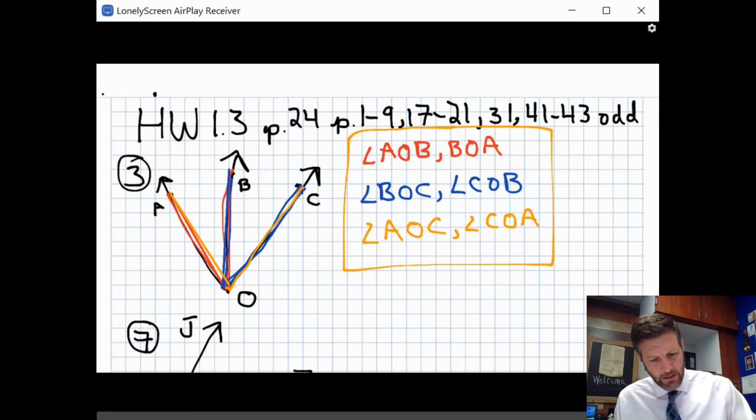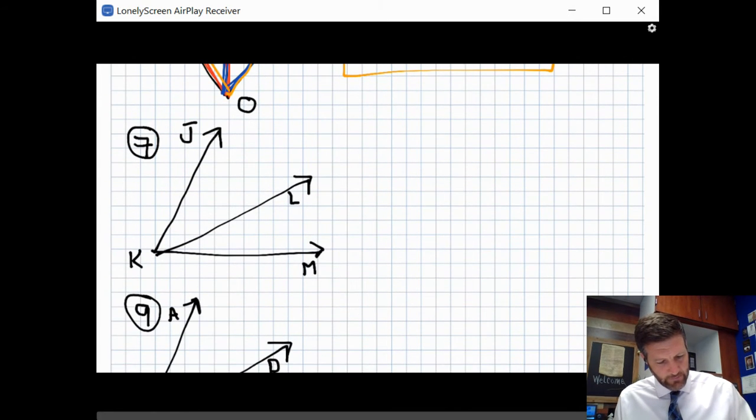Okay, I'm going to jump to number 7. I'm sorry, number 7. Let's go to number 7. I've got a little sketch here. So number 7 says L is the interior of angle JKM. So I've already sketched it, but again, here's my angle JKM. And L's in the interior, or the inside.